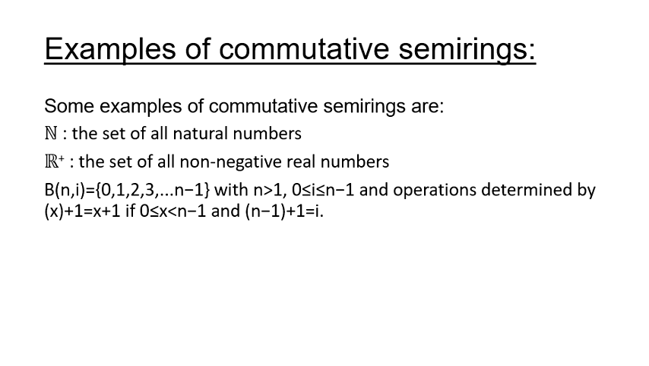Some examples of commutative semirings are the set of all natural numbers, the set of all non-negative real numbers, and B sub n, I, which equals 0, 1, 2, 3, ... up to n minus 1, with n greater than 1, 0 less than or equal to I less than or equal to n minus 1, and operations determined by x plus 1 equals x plus 1 if 0 is less than or equal to x is less than n minus 1, and n minus 1 plus 1 equals I.